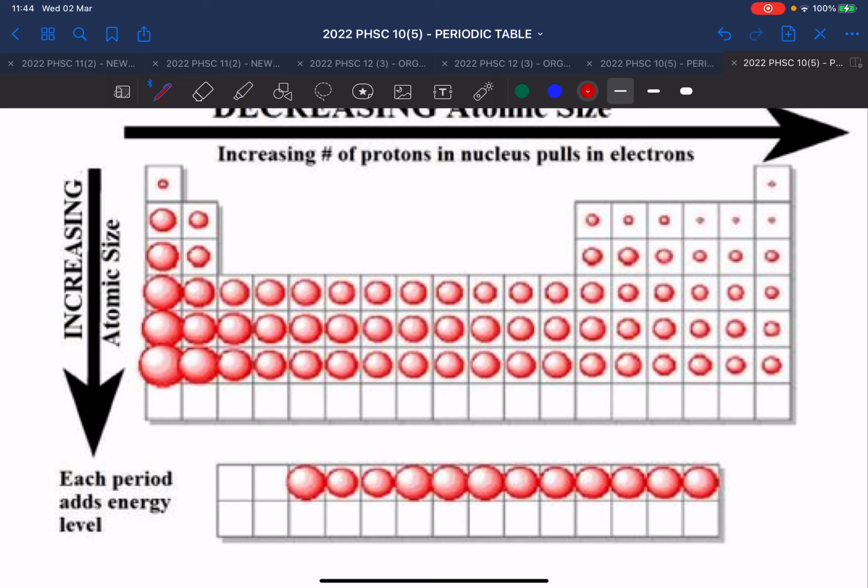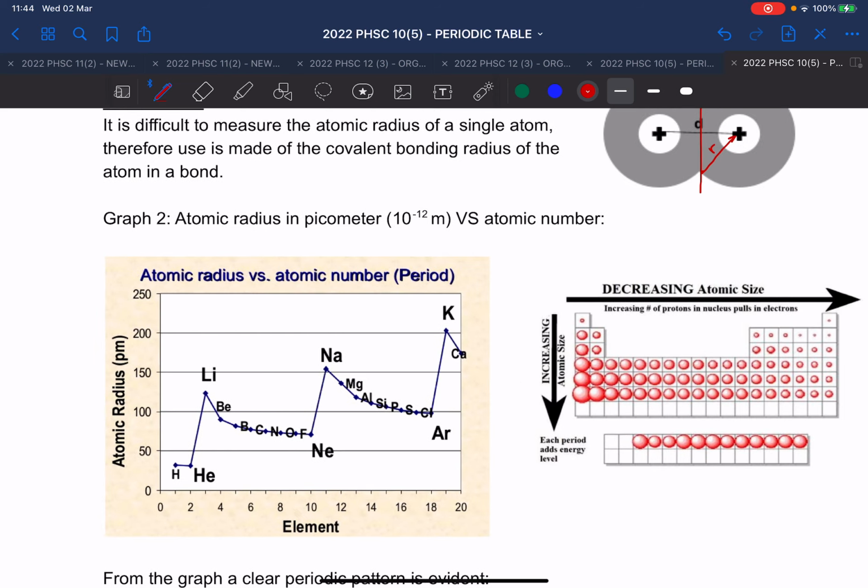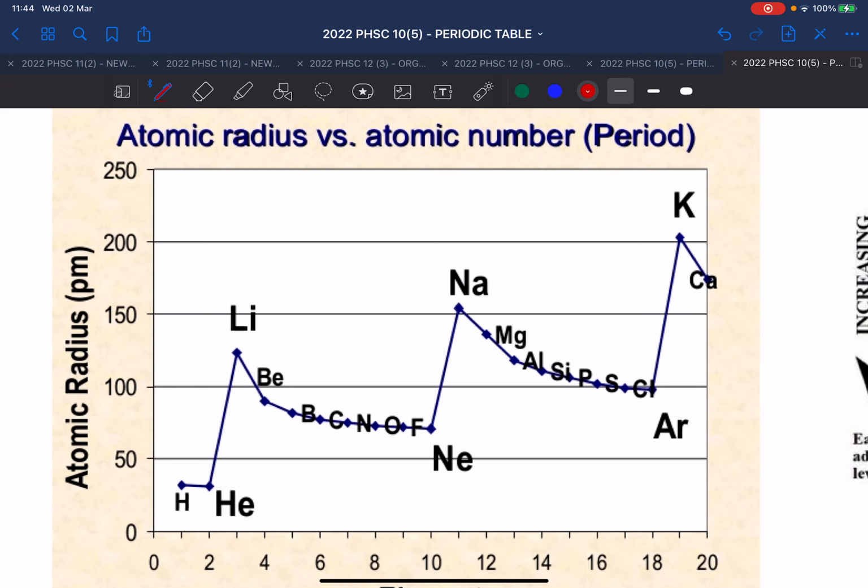Okay, sharp? Right. So here on the left-hand side, I gave you a graph again. As you can see, the radius increases the whole time. So again, I can ask, say in period 2, which is from lithium to neon, which one will have the biggest radius? Which one will have the smallest one? Neon. Which group in general has the biggest radius? Group 1, the alkali metals. In general, which one will have the smallest one? The noble gases. Right, you get it?